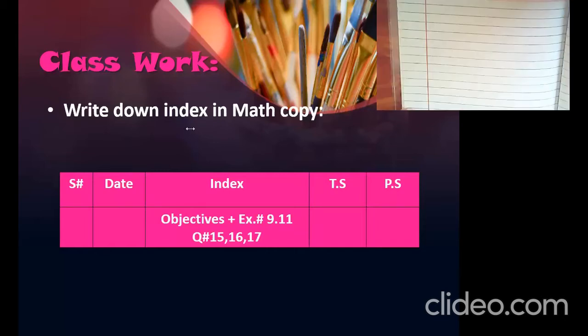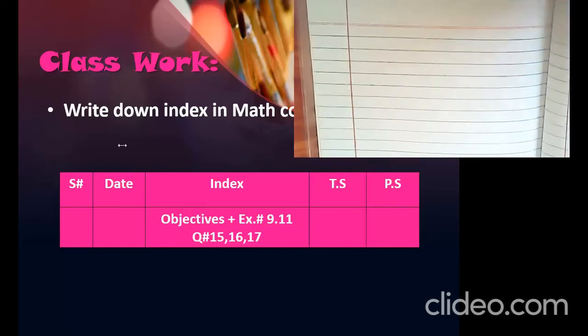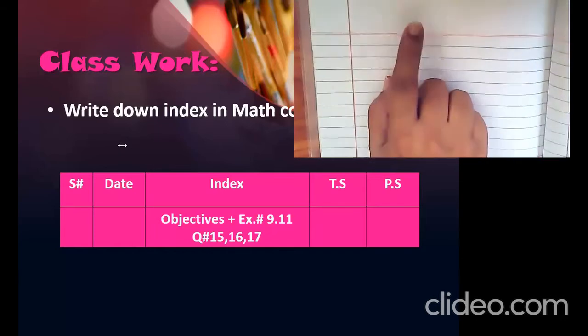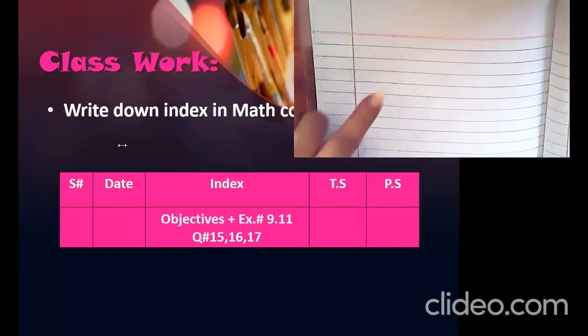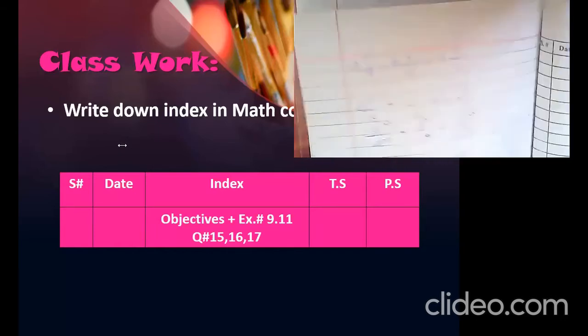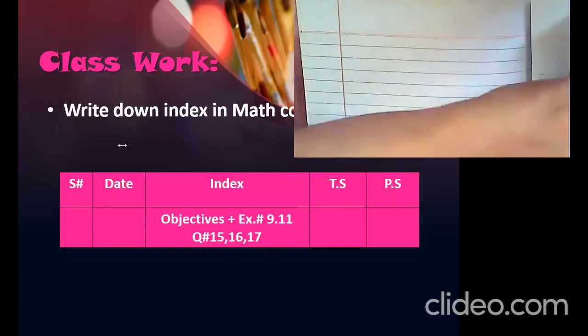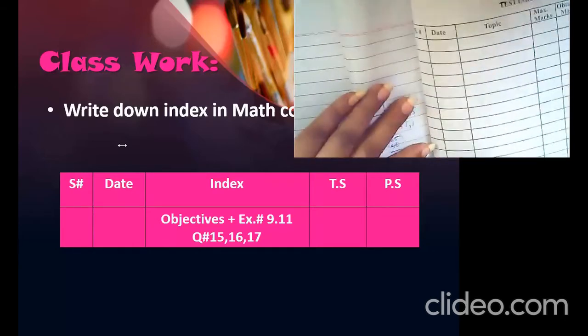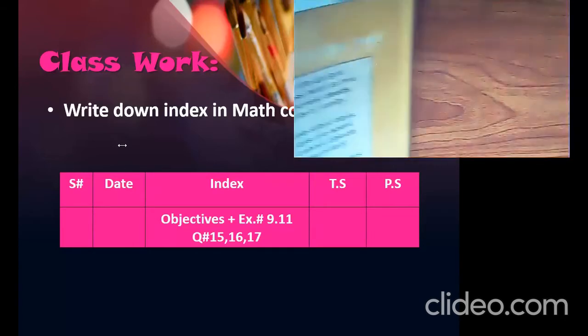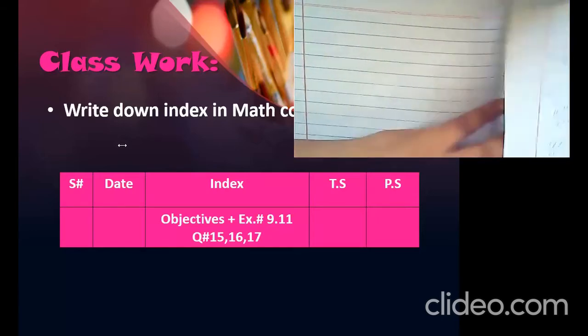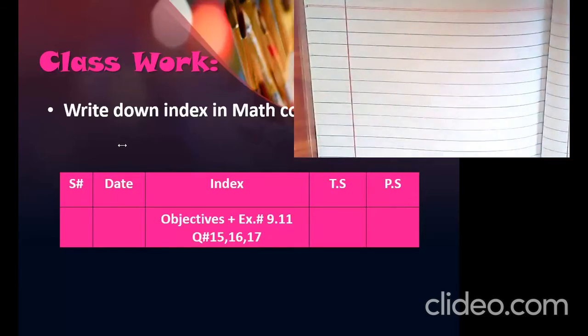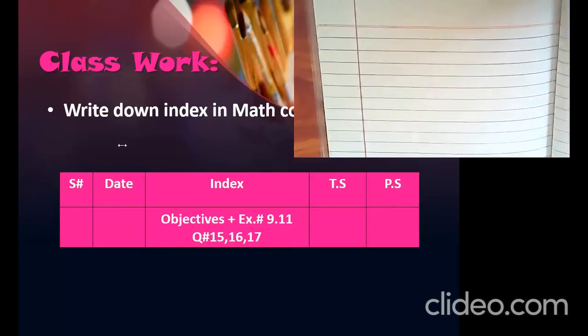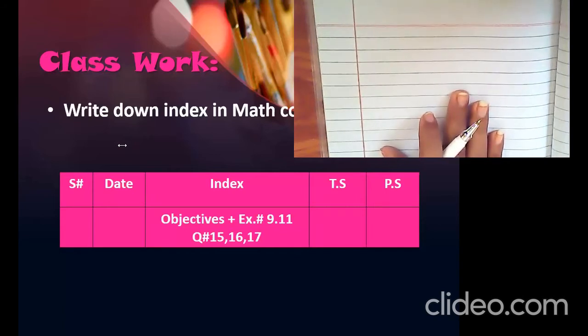This is my copy. Just suppose this is my copy. So what you will do, you will write down a heading. Everyone, write down the heading on the back side of the copy. Just suppose this is the back side of your copy. On the back side of the copy, you are going to write down the objectives. Only objectives will be solved on the back side of the copy.